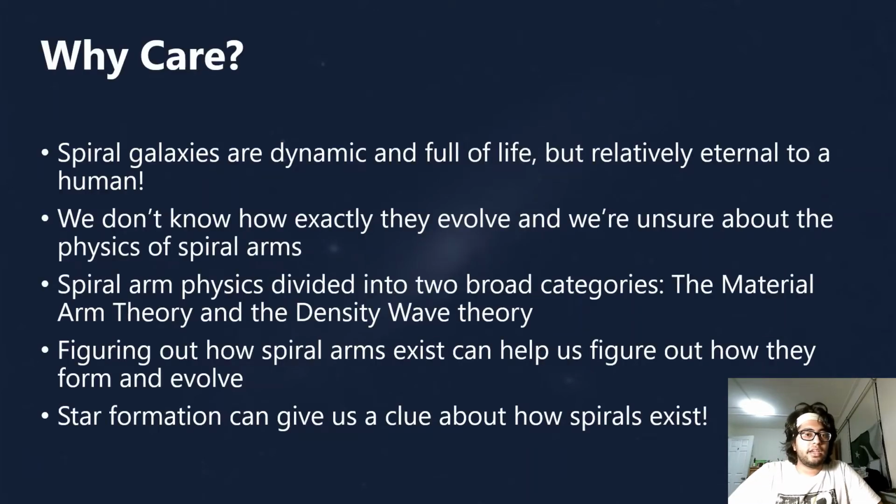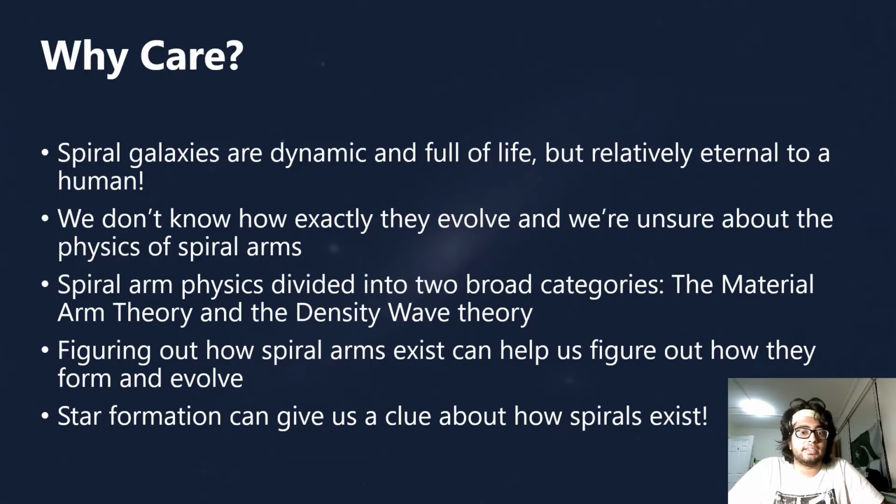So why did we just learn all of this? Why do we care about this so much? We care because spiral galaxies are really beautiful. They're dynamic and they're full of life, and they evolve in amazing ways. But relative to us as human beings, they are pretty much eternal because they evolve on such long timescales. We can't just figure out their evolution and how they're formed just by looking at them. And to figure out their evolution and how they're formed is to figure out the underlying physics of spiral galaxies themselves.